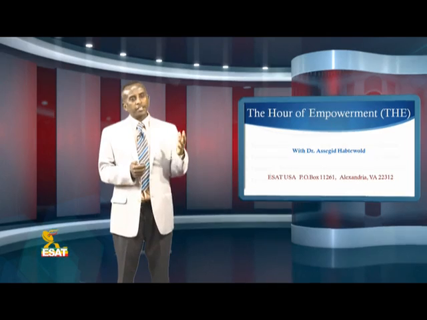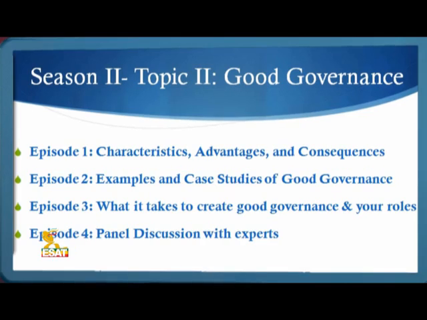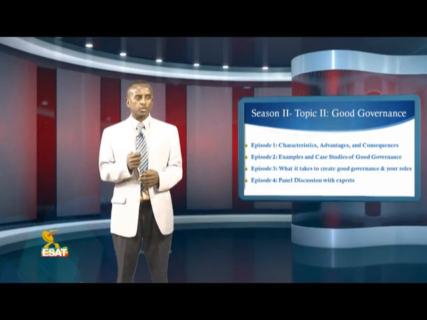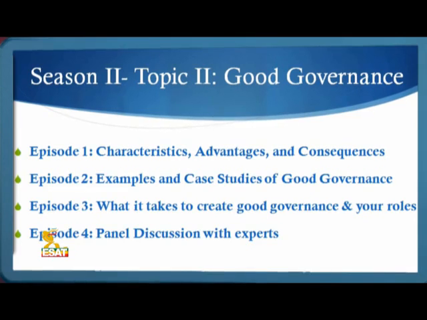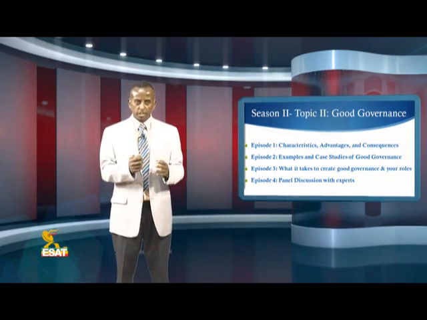Today we are in Season 2, Civic Education, Topic 2, Good Governance. And we're going to have 4 episodes. The first episode covers the characteristics of good governance, advantages we may enjoy when we have good governance, and consequences of lack of good governance. Episode 2 provides you examples, case studies of good governance. Episode 3 provides you what it takes to create good governance and your roles. And episode 4 brings to you panel discussion with experts.